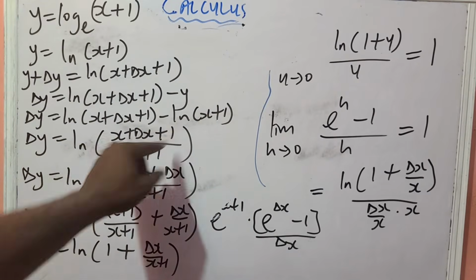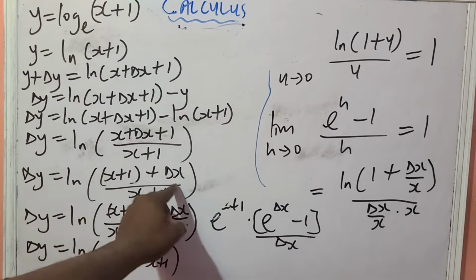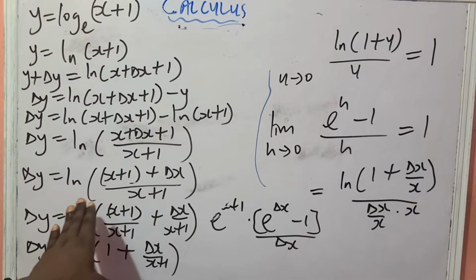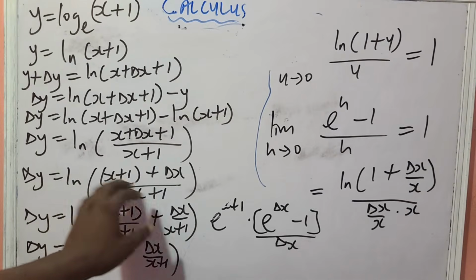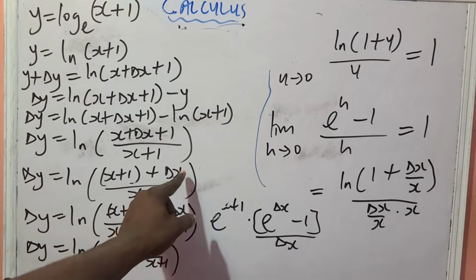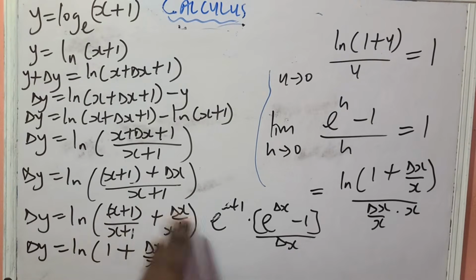So look at this now. This is x plus 1. I brought it to this side, then plus change in x plus 1. I just rearranged it. All I did here was rearrangement. All right. So now I split the fraction to be x plus 1 over x plus 1 plus change in x over x plus 1. I split the fraction.